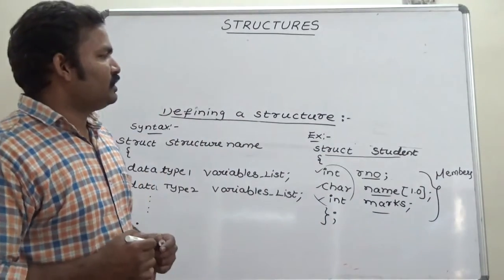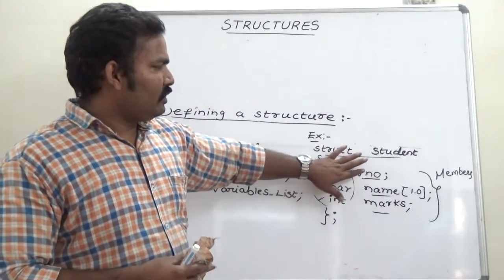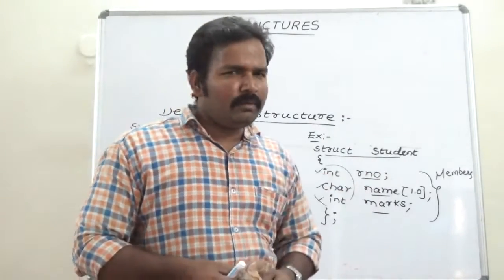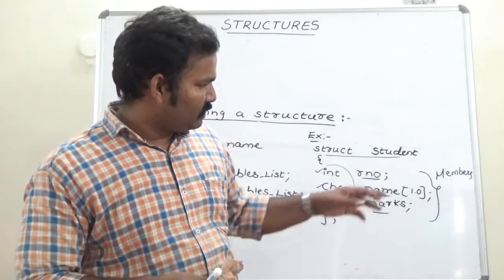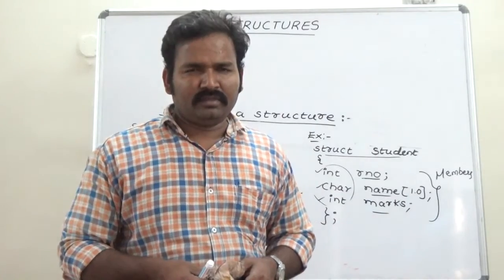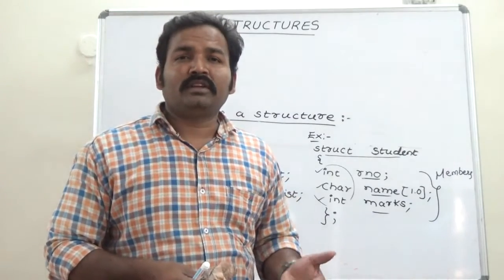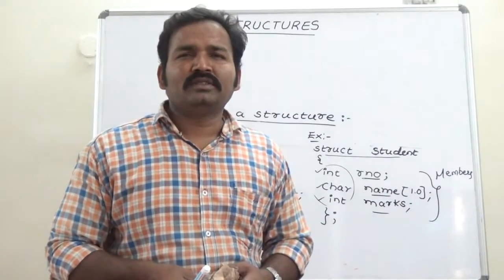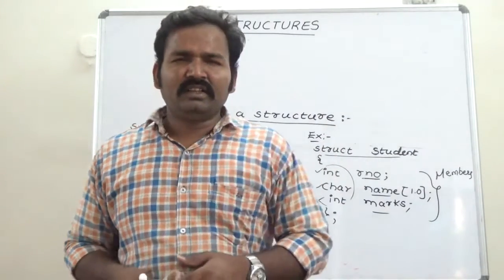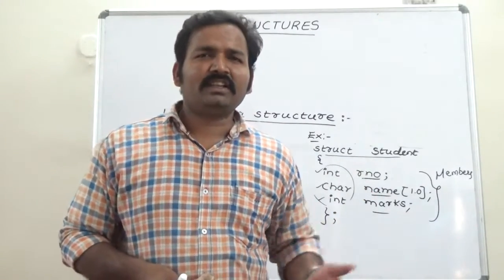When we define a structure, the memory will not be allocated for the structure members. So when will the memory be allocated for structure members? When we create an object for this structure, only then does the C compiler allocate memory for these structure variables or structure members.